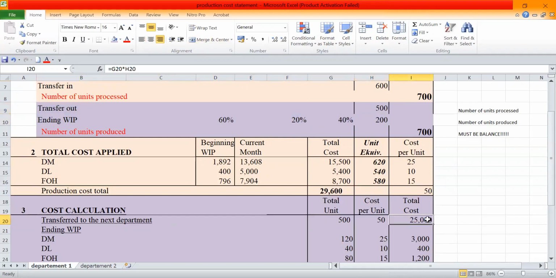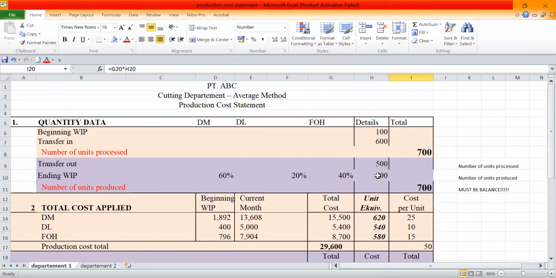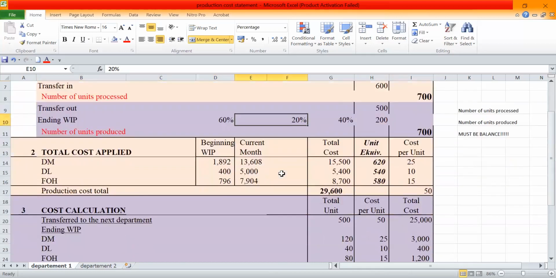25,000. So this 500 unit, the rupiah amount is 25,000. Okay, so next, how about the rupiah or the dollar amount of the ending work in process unit? So yeah, we just enter the information. The ending work in process is 200 units, but remember, because not all of them are already finished 100%, don't forget to multiply the 200 with each of the percentage completion for direct material, direct labor, and factory overhead.